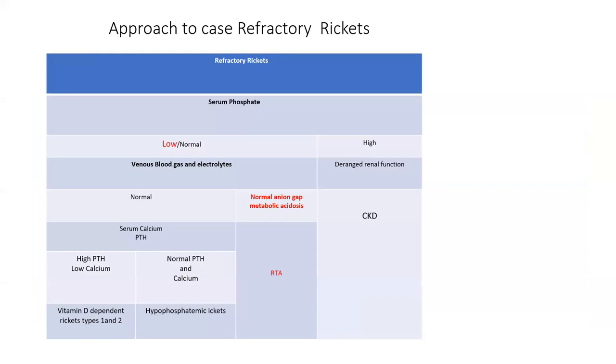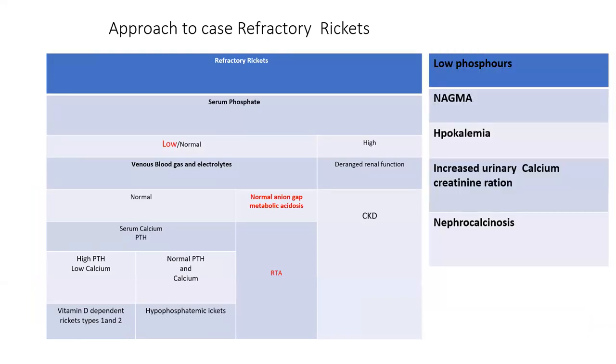Next. So as per the simple chart, this child fits in the category of a low phosphate with normal anion gap metabolic acidosis. This fits in RTA. So the pointers are low phosphorus, normal anion gap metabolic acidosis and hypokalemia, increased urinary calcium creatinine ratio or nephrocalcinosis. Most likely, this is distal RTA. This is a case of distal RTA. Next.